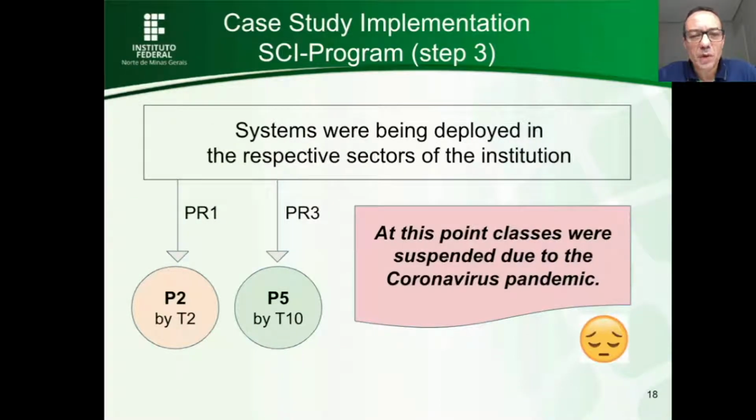Systems were being deployed in the respective sectors of the institution. At this point, classes were suspended due to the coronavirus pandemic. Project activities were also suspended, unfortunately.